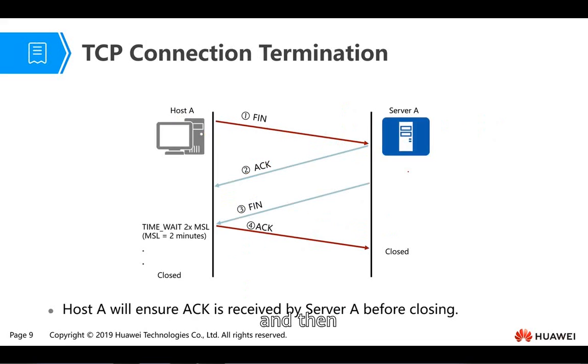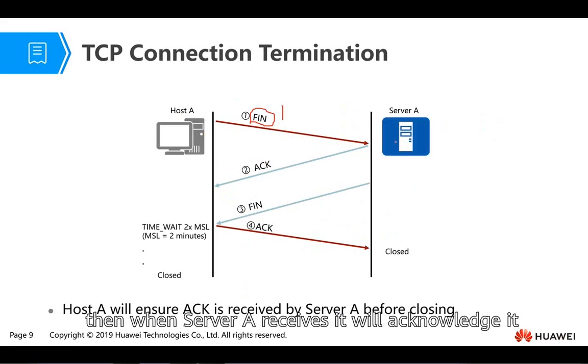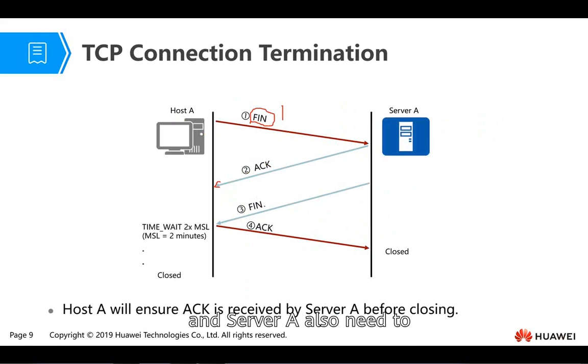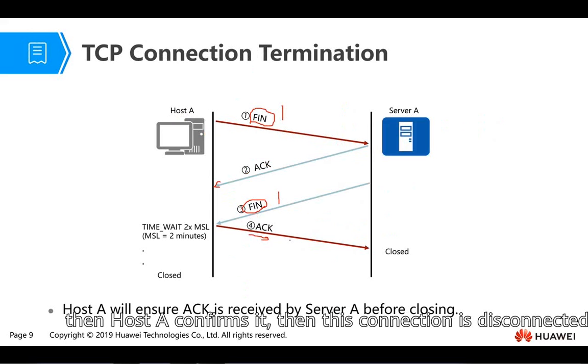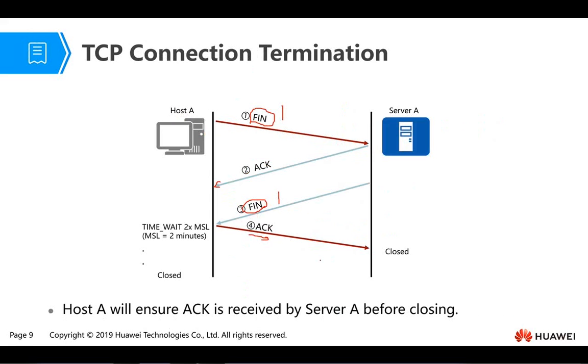Okay, and then the TCP connection termination. In this scenario, the data communication has ended, and then the termination happens correctly. So the host first sends a packet with the finish flag set to 1, and then when server A receives it, it sends an acknowledgement, and server A also needs to send a packet with the finish bit set to 1, and then host A confirms, then this connection is disconnected.